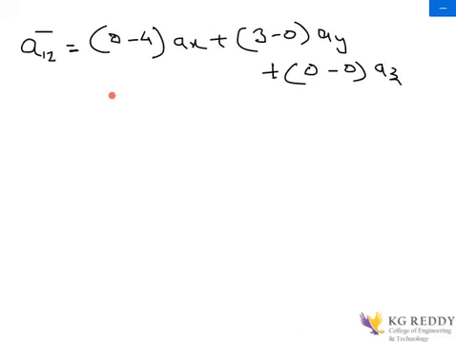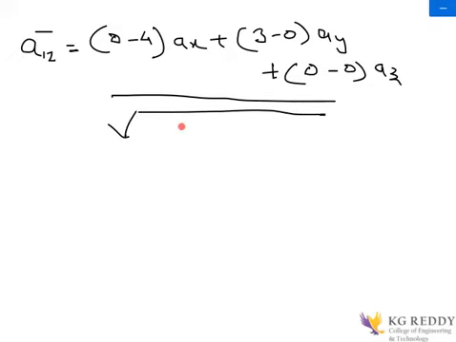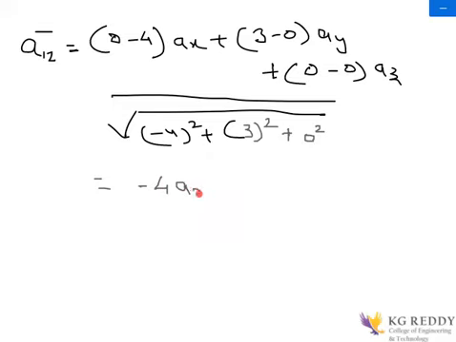Divided by, now how to find out that magnitude? It is 0 minus 4 whole square, so minus 4 whole square, plus 3 minus 0 whole square, so 3 square, plus 0 minus 0 whole square, so 0 square. Now this equation will become minus 4ax plus 3ay, and of course this is 0, so this term can be removed.